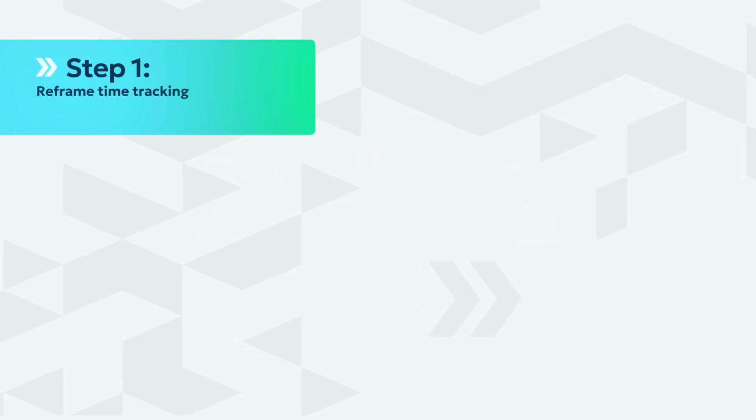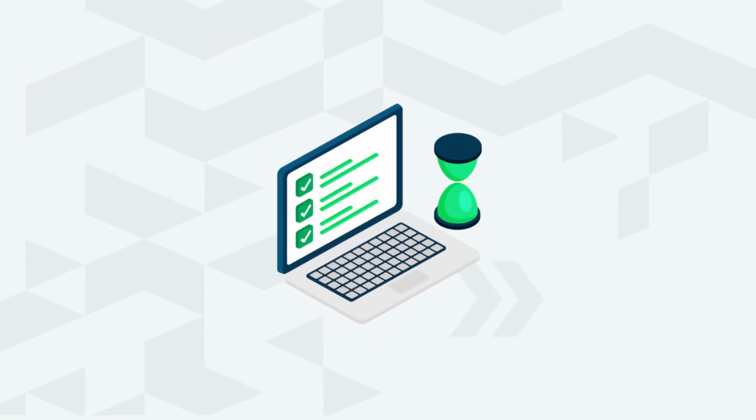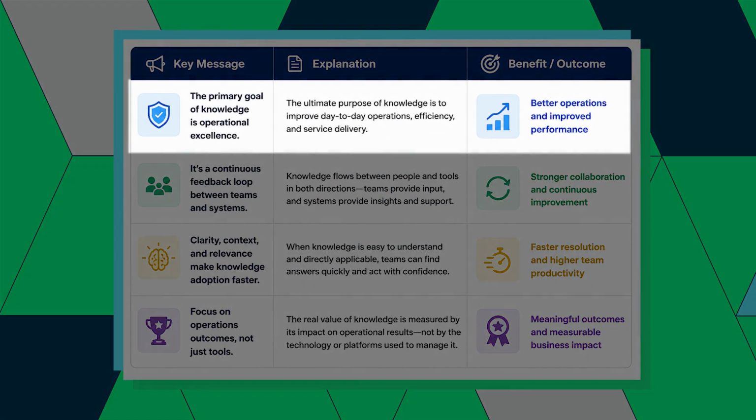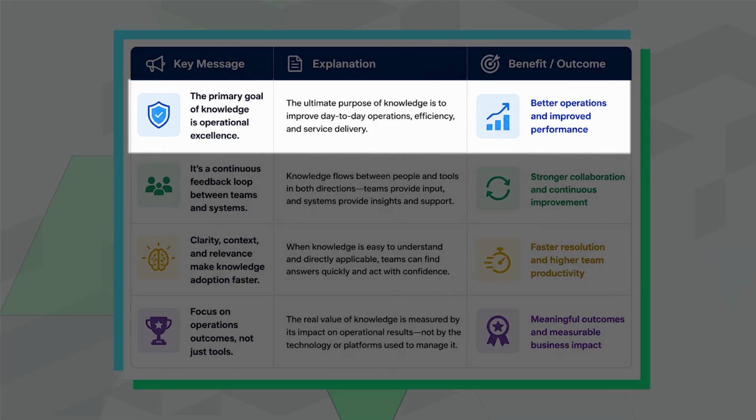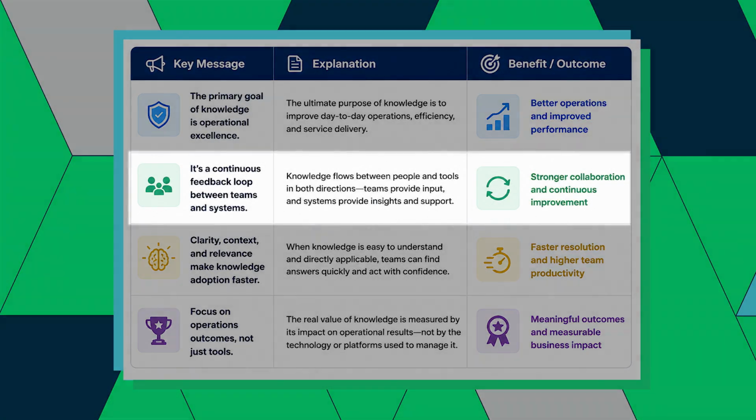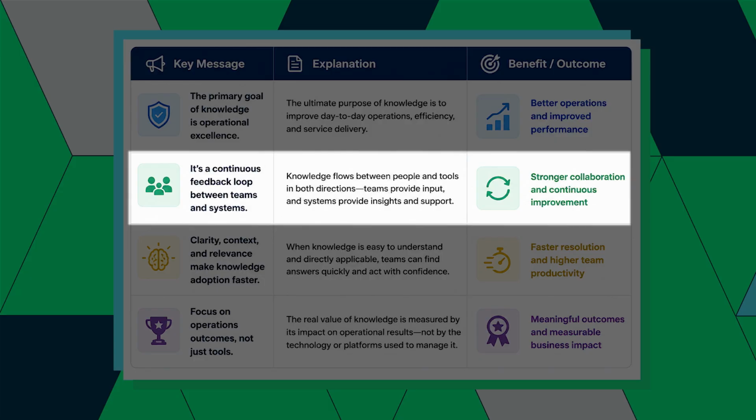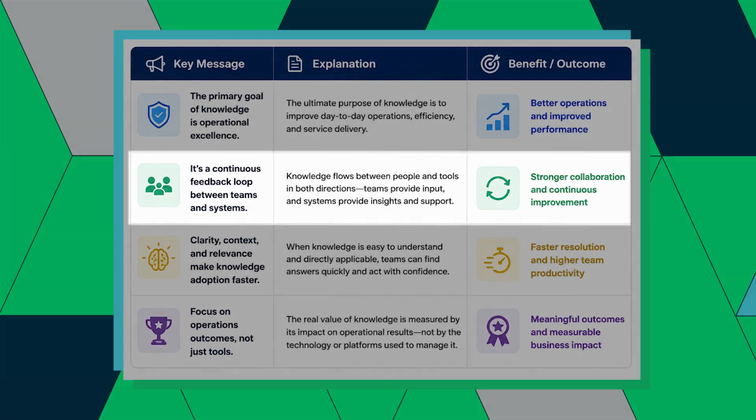Reframe time tracking. The first step is to position time tracking as a tool for visibility and improvement rather than employee surveillance. The primary goal of time tracking is to understand the workloads of each technician, identify operational bottlenecks, and improve resource planning. It should never feel like minute-by-minute surveillance or micromanagement. Clearly communicate this purpose and explain how accurate time tracking supports fair billing, workload balancing, and smarter staffing decisions.